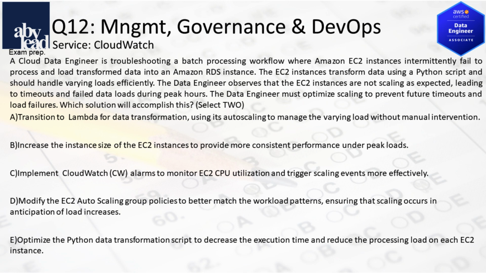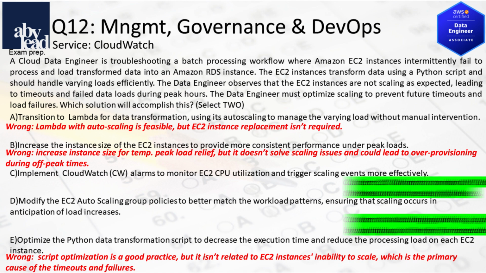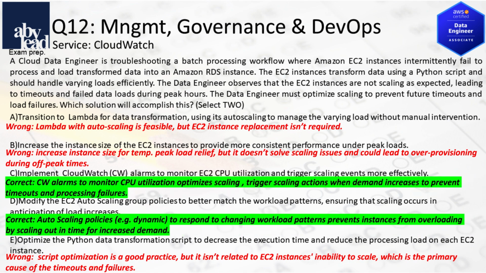Question 12. Due to timeouts of a data transformation with a Python script on EC2 instances, you have to optimize its scaling. First, replacement with auto-scaled Lambda or a script optimization isn't required. And a larger instance size relieves peak load issues, but it slows down scaling and leads to over-provisioning. You are best advised to monitor CPU utilization with CloudWatch alarms to trigger actions when utilization is too high. Combined with a dynamic auto-scaling policy, overloading is not an issue anymore by scaling out in time for increased demand.